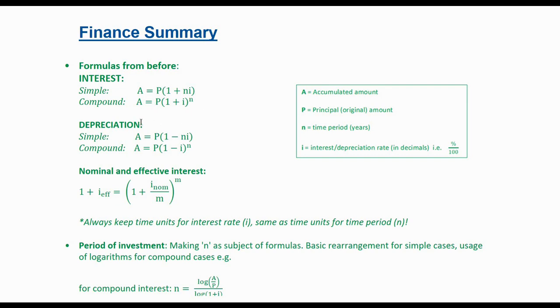Then you've also seen the formulas related to depreciation, where you have simple depreciation, which states that A equals P times (1 minus n i), and compound depreciation, which states that A equals P times (1 minus i) to the power of n. And lastly, the formula for nominal and effective interest, which states that 1 plus effective interest is equal to, brackets open, 1 plus nominal interest over m, which stands for frequency of payments per year, close brackets, to the power of m.